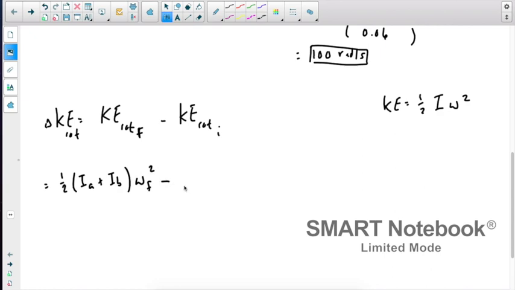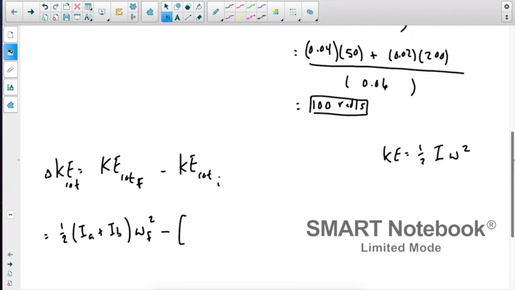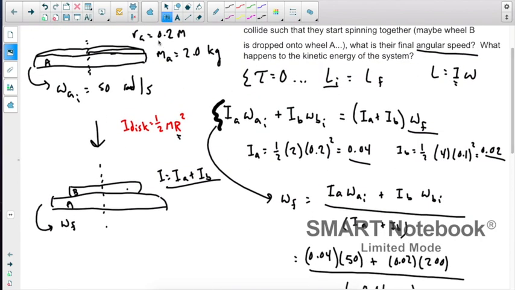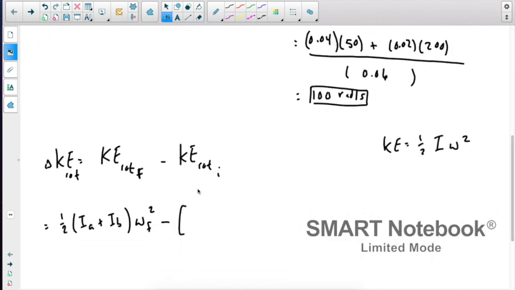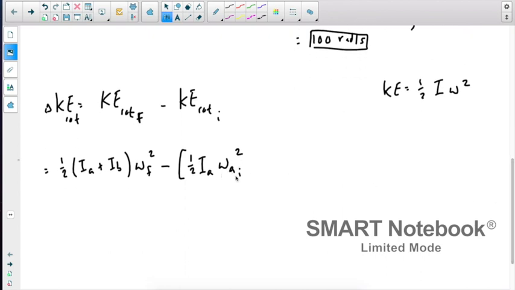And I'm going to have to subtract away from that the initial rotational inertia of both of them, because remember, they were both separate objects, so they're both going to have their own rotational inertia that they had before the collision. So that's going to be 1/2 IA omega A squared initial, the initial rotational velocity that wheel A had, plus that of B, right?